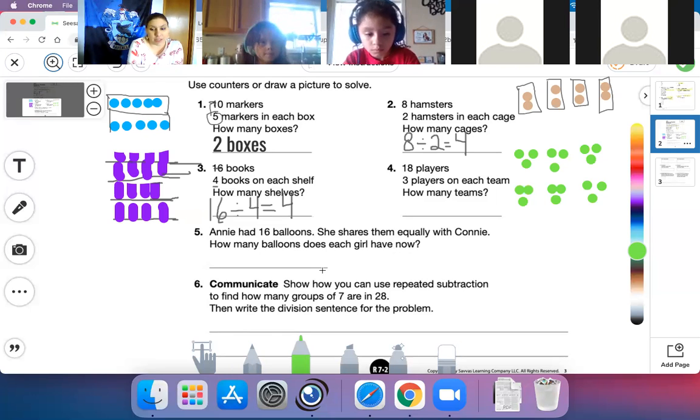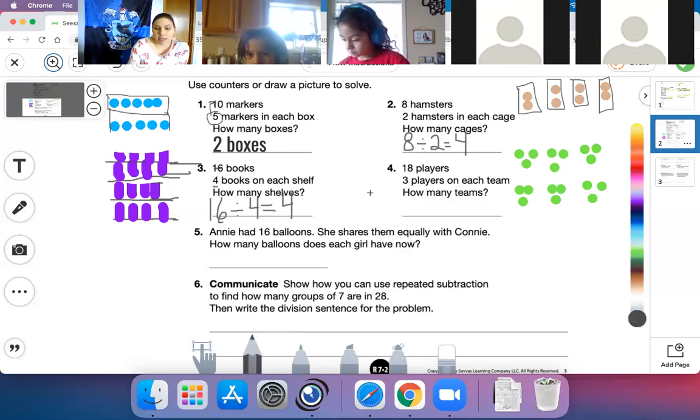18 players divided equally so that there are 3 players on a team. Good. I'm seeing it from a lot of us. Nice job. 18 players divided so that there are 3 players on each team will give us 6 teams. Very good.